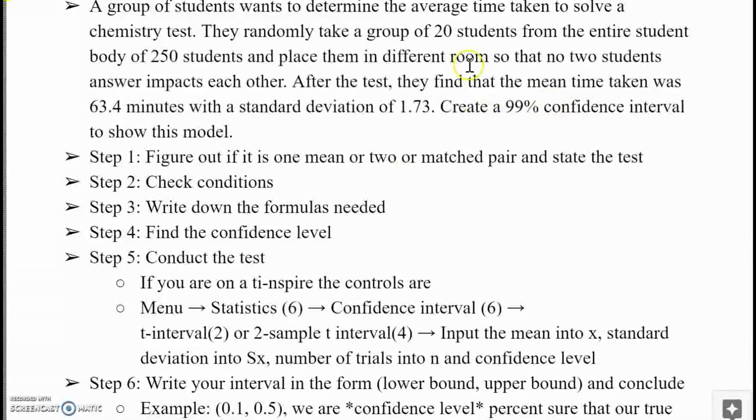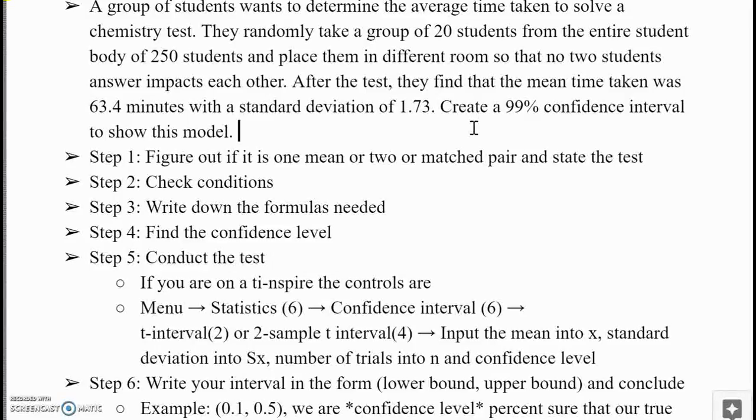So, a group of students want to determine the average time taken to solve a chemistry test. They randomly take a group of 20 students from an entire student body and place them in different rooms, so that no two students' answers impact each other. After the test, they find that the mean time taken was 63.4 minutes, with a standard deviation of 1.73.